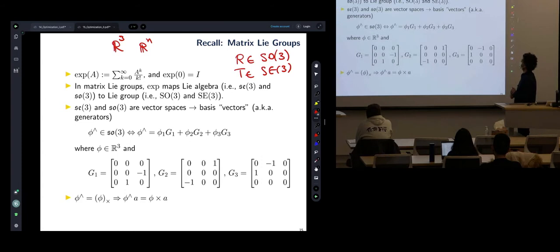A recap, or recall, of Lie groups. You remember Lie group, a matrix Lie group. What was it? Give me a one-line definition of a matrix Lie group. The most general definition. Closed under an operator.